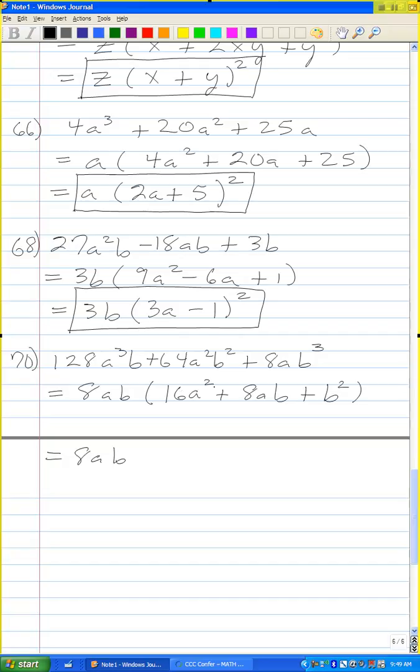Square root of 16a squared, 4a. The square root of b squared, b. 4a times b times 2 is 8ab. Therefore, this is a perfect square trinomial, and it factors according to the special factorization formula. Let me do problem number 74.